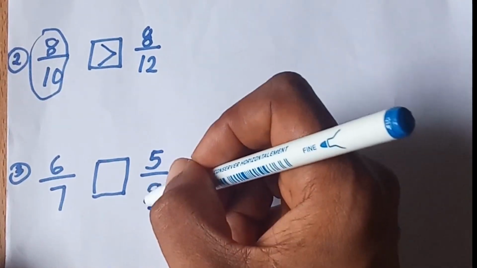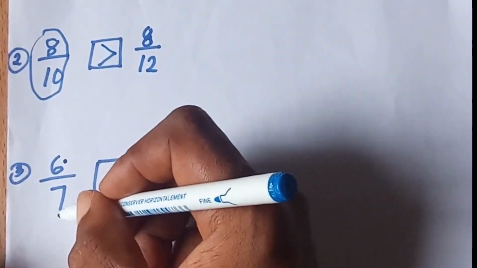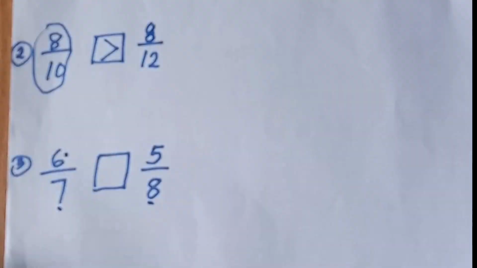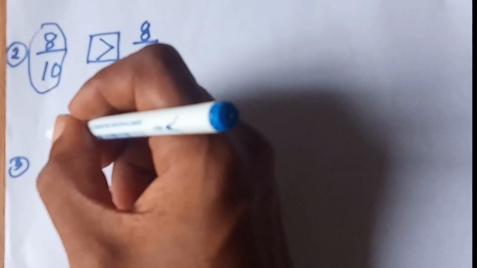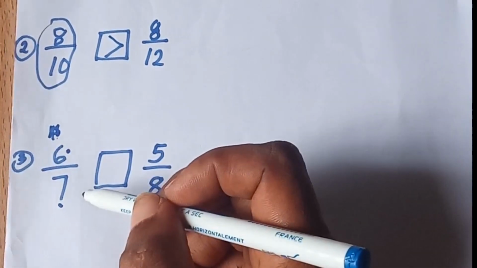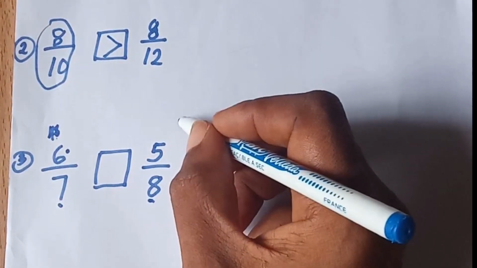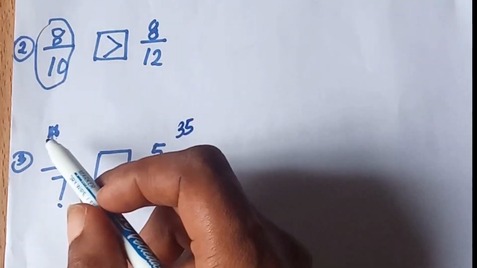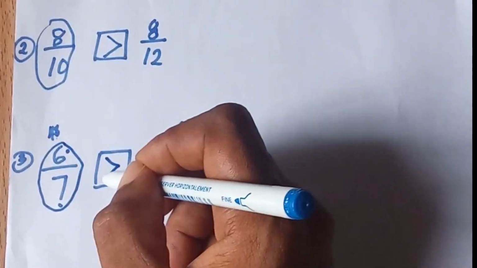You take the 8 here and times it by the 6 here, and take the 7 here and times it by the 5 here. So you have to cross it. That's all you need to do. So 8 times 6 is 48. You just write it so that you don't forget. Then 7 times 5 is 35. So 48 and 35, which is bigger? 48, so it means this fraction is the bigger one.